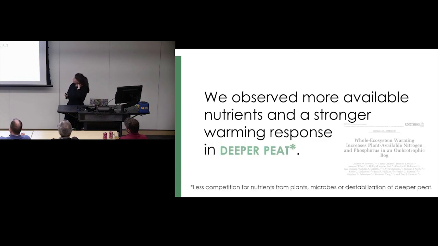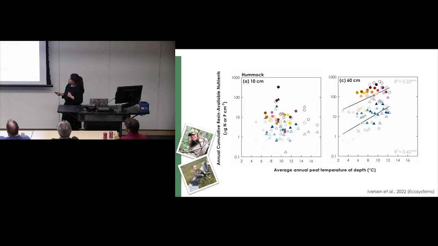And I noted that we observed increased nutrient availability, but it was interesting, the response we saw was greater in deeper peat. So let me show you what that looks like. We used ion exchange resins to look at nitrogen, which is the hotter colors, and phosphorus, which is the cooler colors. And this is in hummocks at 10 centimeter depth and 60 centimeter depth, which is below the rooting zone in this system. We didn't see a response to warming at 10 centimeters in the hummock, but we did see a huge response to warming, an increase in nutrient availability with warming in deeper peat.